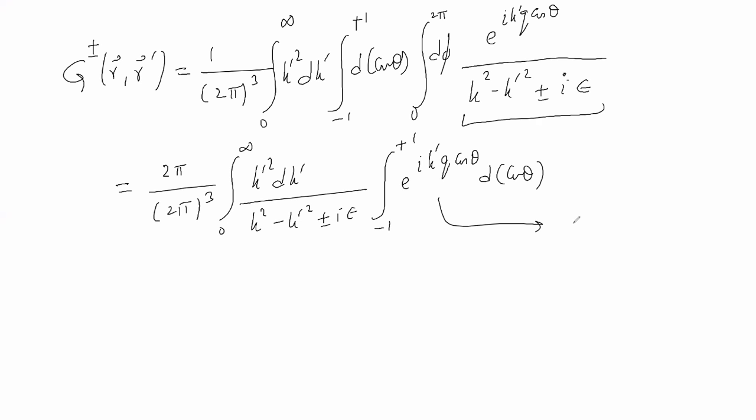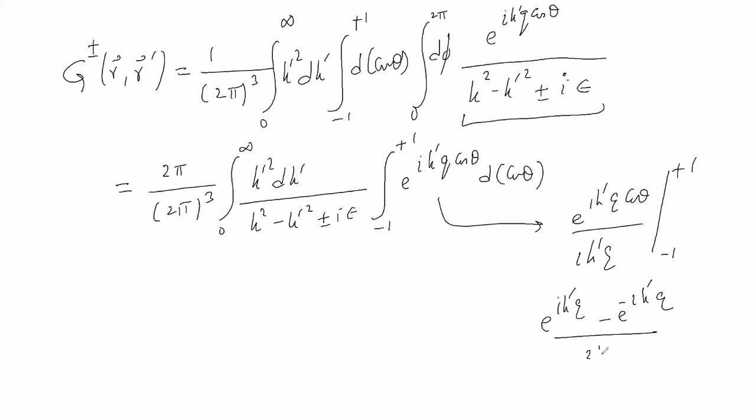And this means this part will give you e to the power i k' q cosine theta by i k' q after integration. And when you put the limit between -1 to +1, this will give you (e to the power i k' q minus e to the power minus i k' q) upon i k'. Is it not?